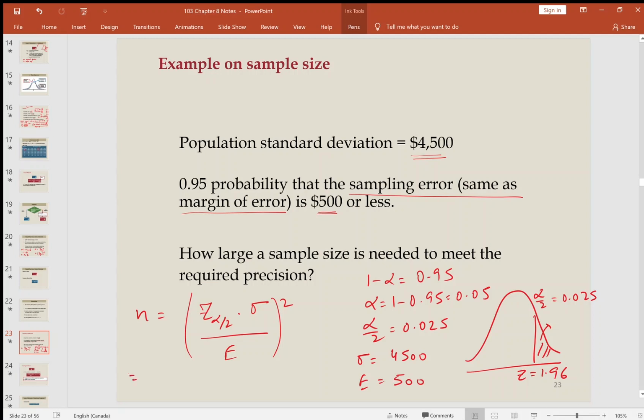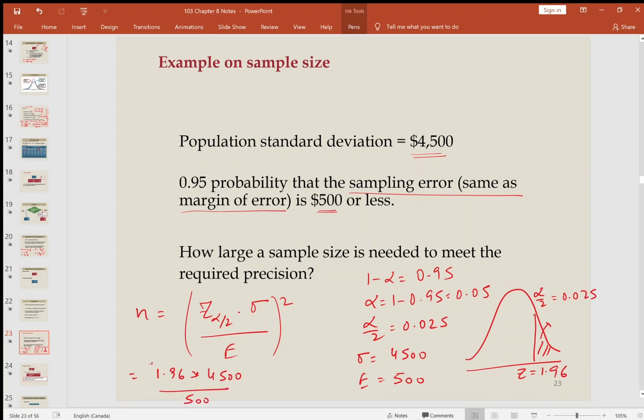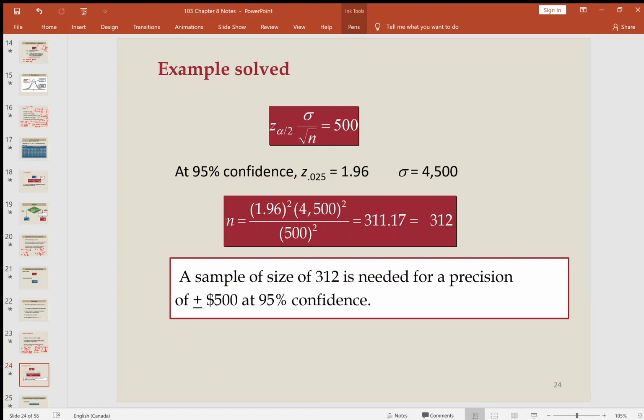So all we need to do is plug in these numbers. So n is equal to 1.96 times 4500 divided by 500, squared. That comes to 311.17, and we take a conservative estimate, so 312 is our sample size. So the estimated sample size is 312, and this is what is done on this slide. You can go through the calculations here.